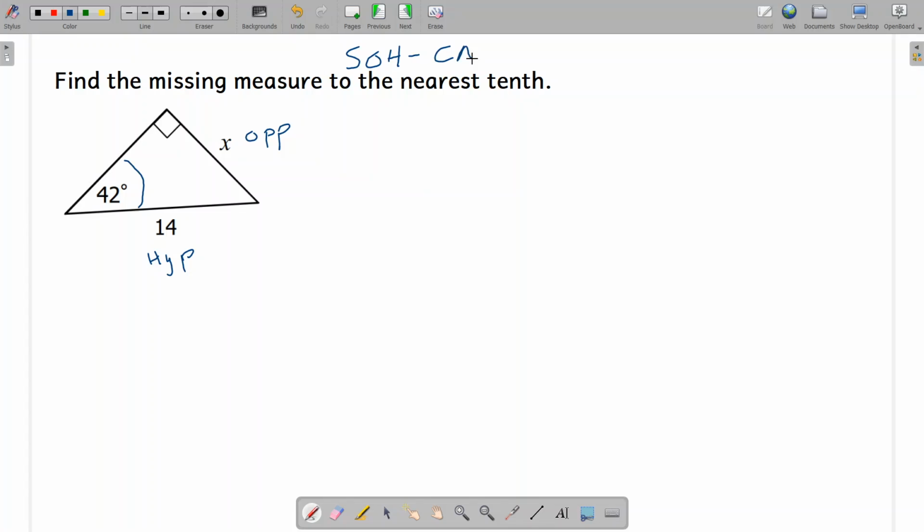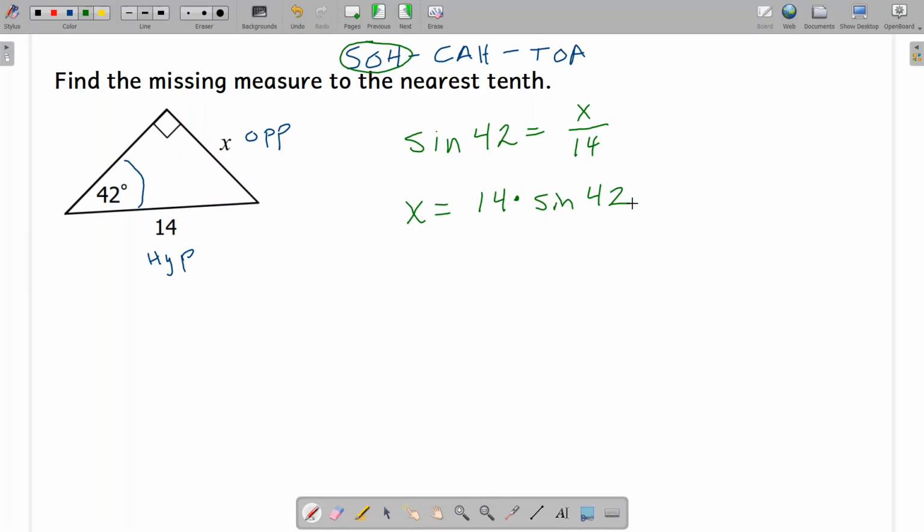SOHCAHTOA. Which of my functions uses the opposite and the hypotenuse? That's going to be sine. Okay, so sine of 42 degrees is equal to x over 14. Multiply both sides by 14. And now I'm ready to calculate that missing side length.